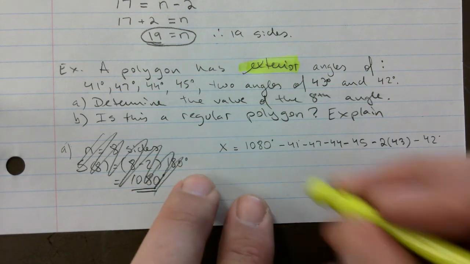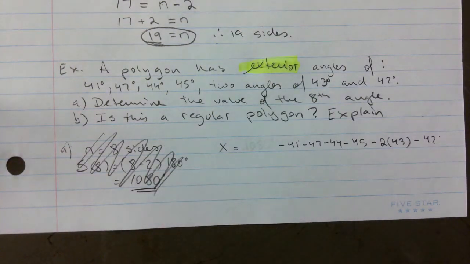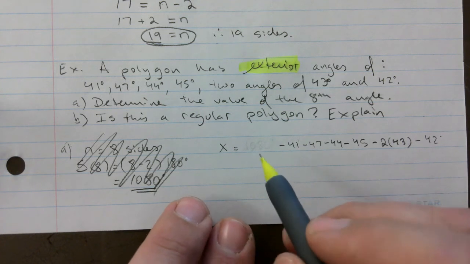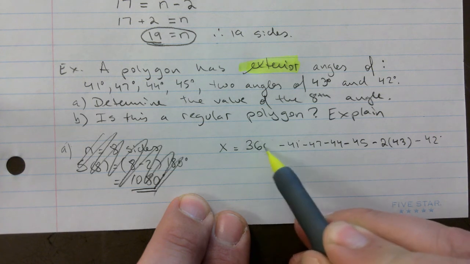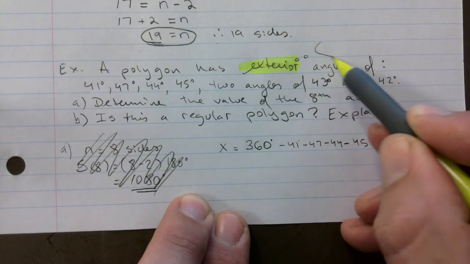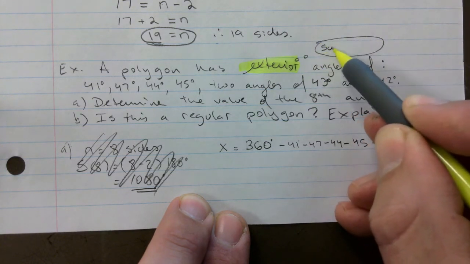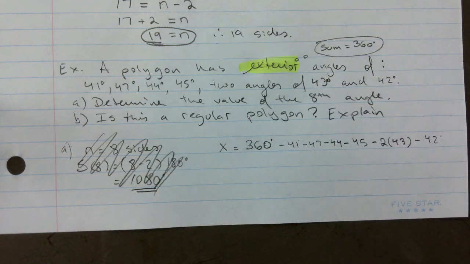Watch. I'm going to replace this with, what goes here? 360. Thank you. Exterior angles, right? The sum is equal to 360. Right? So this would have been the case if they gave you a bunch of interior angles. I'm giving you exterior angles. Okay. So you need to use the 360 here.